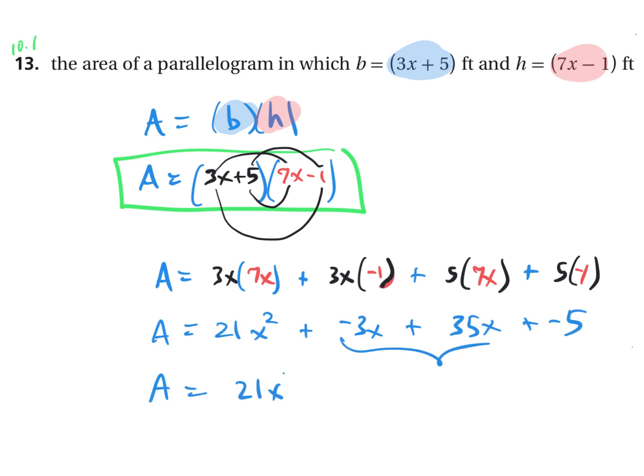Combining like terms, we have that the area is 21x² + 32x - 5.